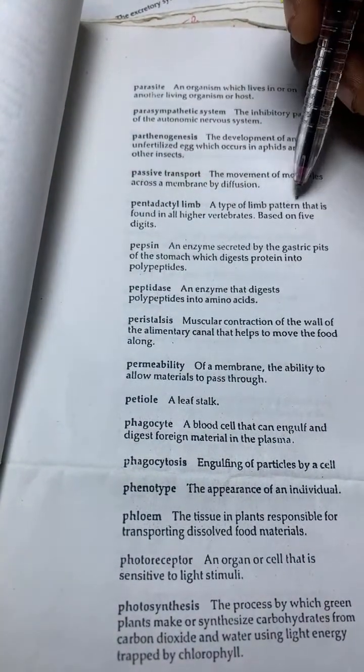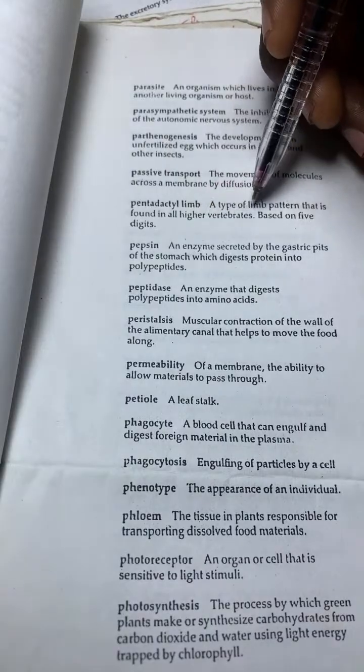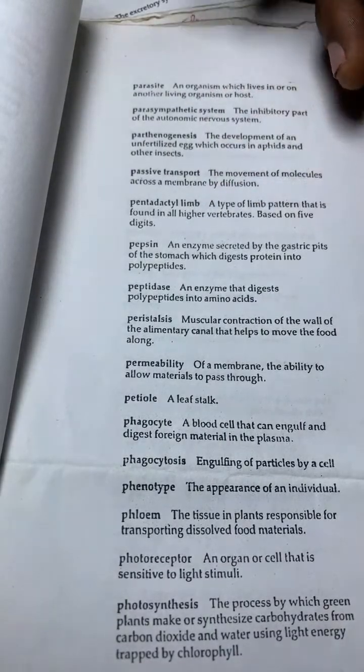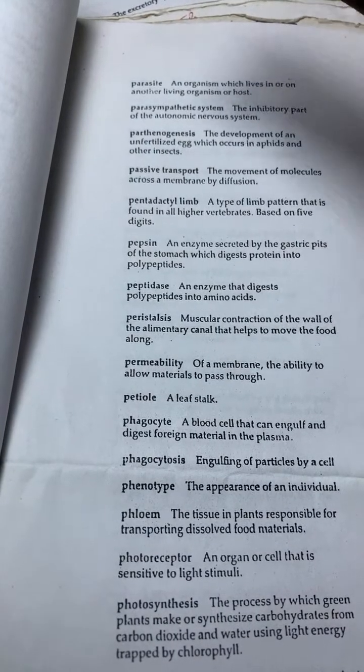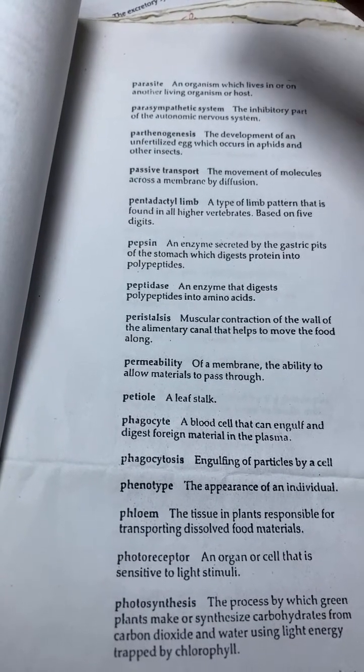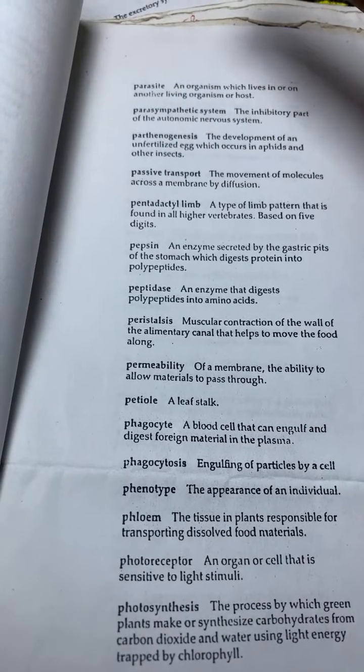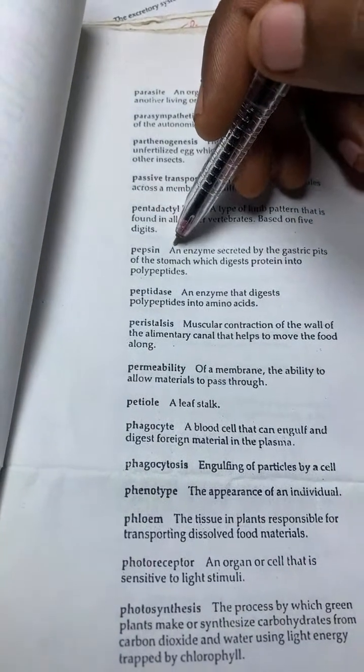We have pentadactyl limb. Pentadactyl limb is a type of limb pattern that is found in all higher vertebrates based on 5 digits. Based on what? 5 digits. So penta is 5. So our vertebrates that have 5 digits are called what? They have pentadactyl limbs.